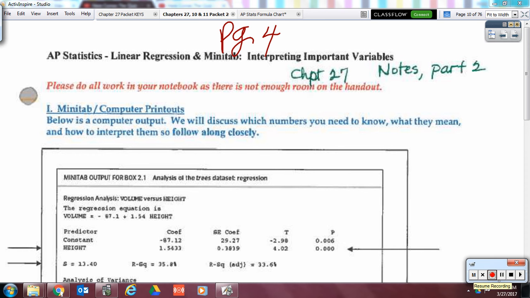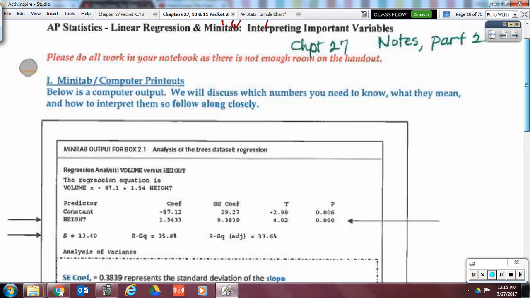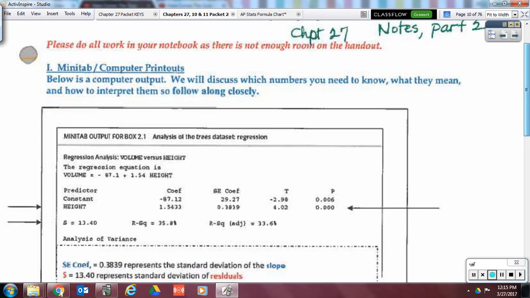Here we go. Open up to page 4. We're going to do the second part of your notes today. We're going to go a little bit more in depth on the computer printout, including talking about some of the basics of statistical evidence of a linear relationship. Okay, kind of start this idea of statistical evidence. So on page 4 in your packet, here we go.